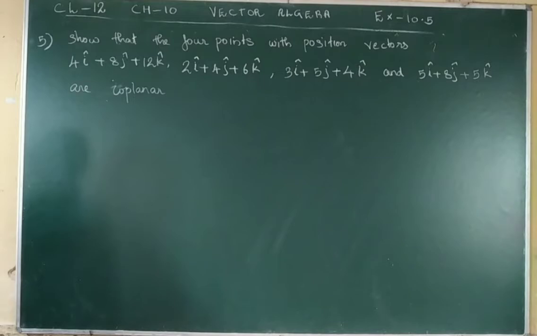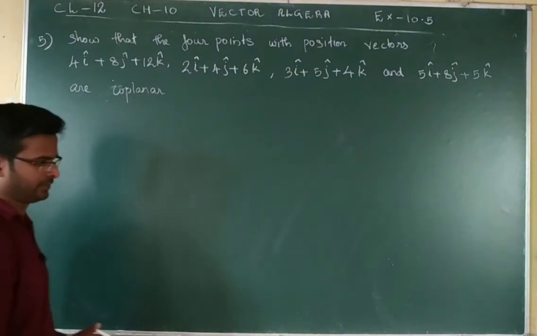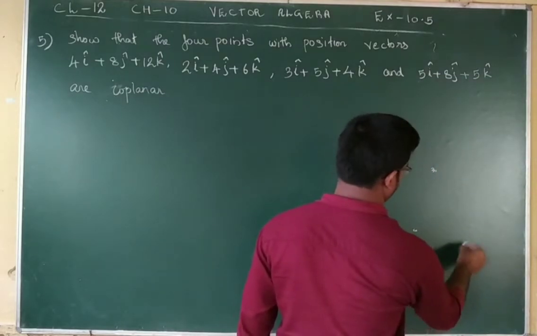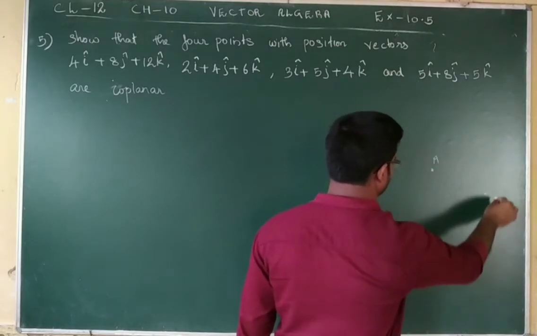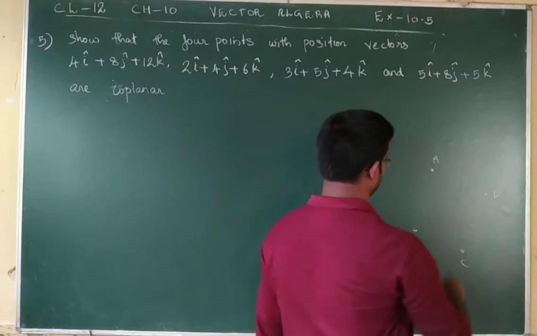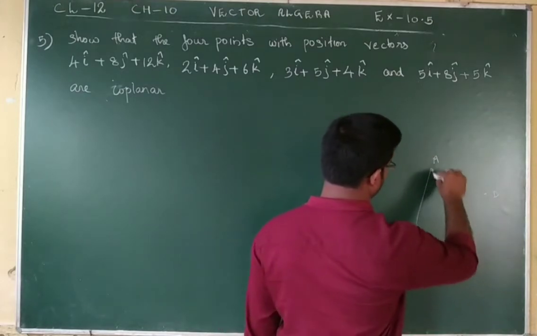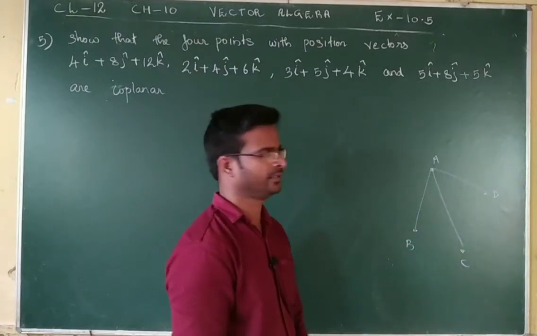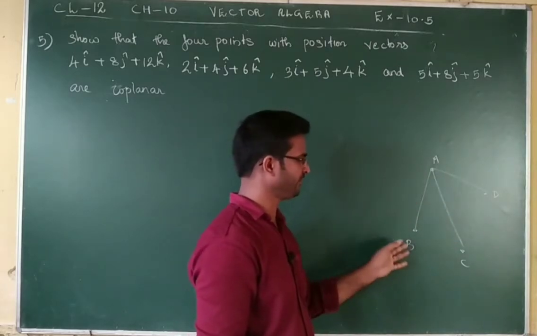Now we can see question number 5. Show that the 4 points with the position vectors, 4 position vectors given, are coplanar. That means 4 points given. It's like 4 points given, and then first A, B, C, D. If you join A, B, you will get one vector. Next, we can join AC also. Last, we can join AD also. We'll get 3 vectors, isn't it? Then, these 3 vectors are coplanar. We have to show that the 3 vectors are in a plane.